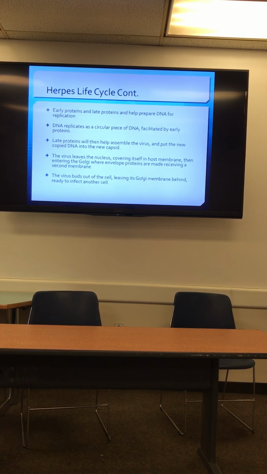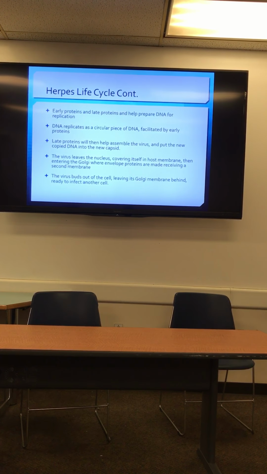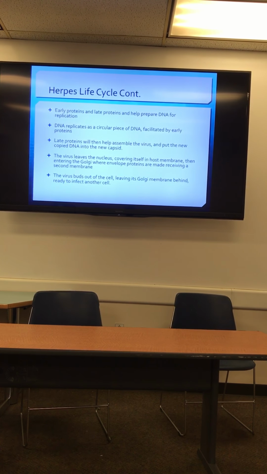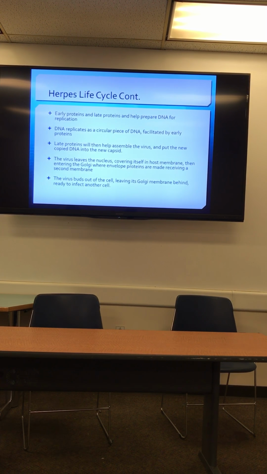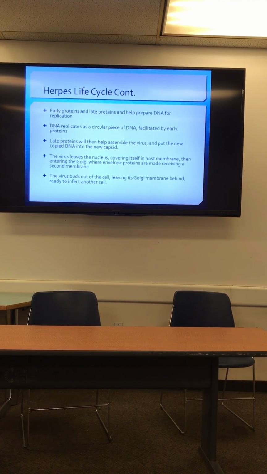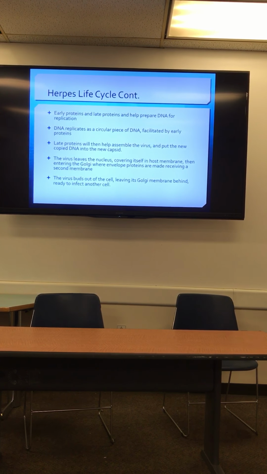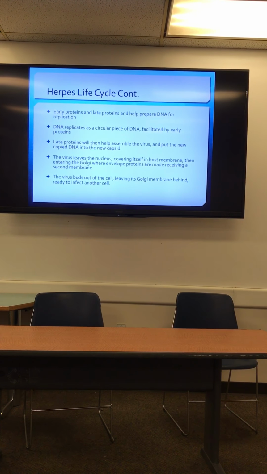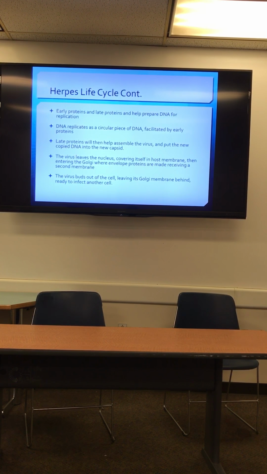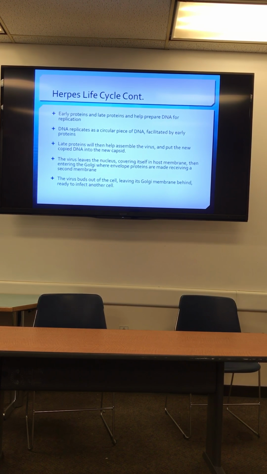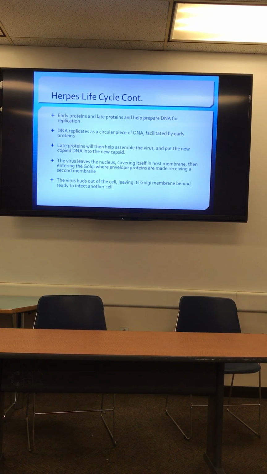so that it doesn't have any competition for making its own replication. And so there are three different types of proteins that the herpes virus uses. It uses early proteins, immediate early proteins, and late proteins. We already looked at what the immediate early proteins do. So the early proteins and the late proteins help prepare the DNA for replication. So the DNA replicates as a circular piece of DNA, and this is facilitated by the early proteins. The late proteins will then help assemble the virus and push the newly copied DNA into the capsid.